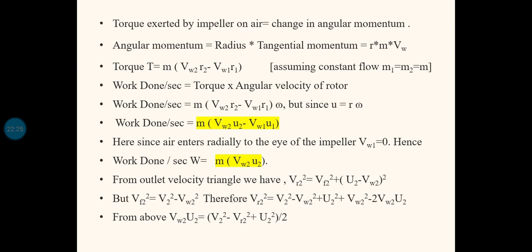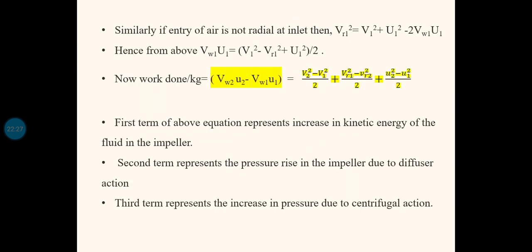Okay. Now work done per kilogram, see here I am talking about work done per kilogram, not work done per kilogram per second. Actually work done per second was m into (Vw2 u2 minus Vw1 u1). Work done per kilogram means we divide that work done per second by the mass flow rate m dot. So m and m will get cancelled. So work done per unit mass, or per kilogram, equal to Vw2 u2 minus Vw1 u1.